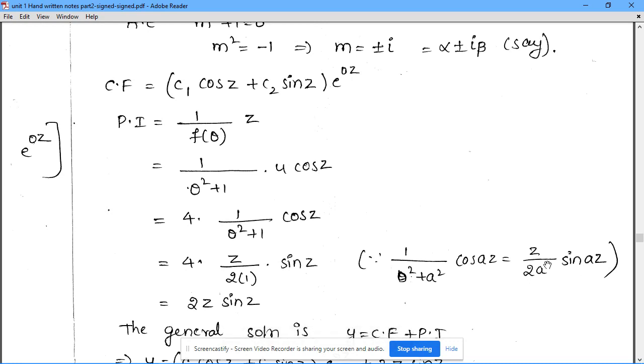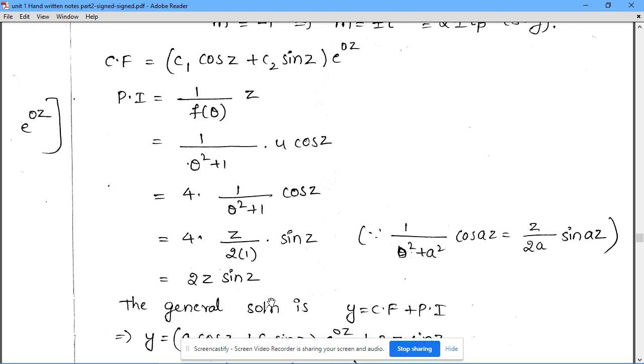The formula is 1 by (theta square plus a square) cos az is z by 2a sin az. So we have two formulas, known as failure cases. 1 by (theta square plus a square) sin az is minus z by 2a cos az. 1 by (theta square plus a square) cos az is z by 2a sin az. We have to remember these formulas. Here a value is 1 because cos z is compared with cos az. So 2z into sin z will be the particular integral.